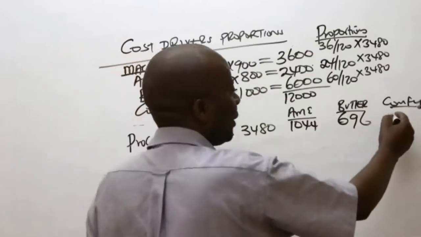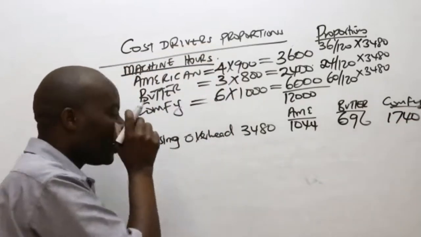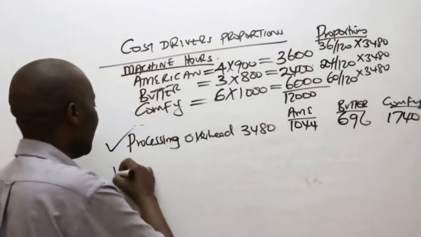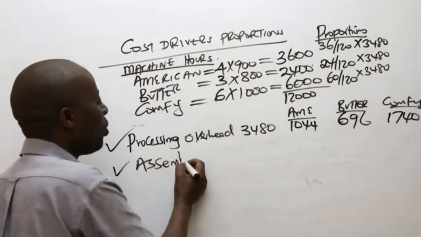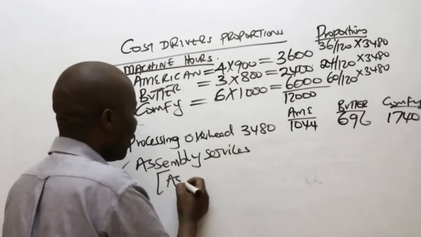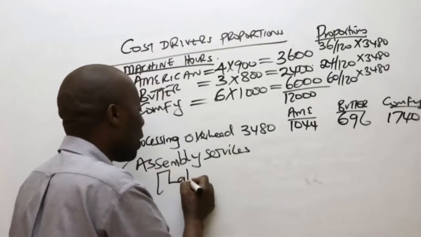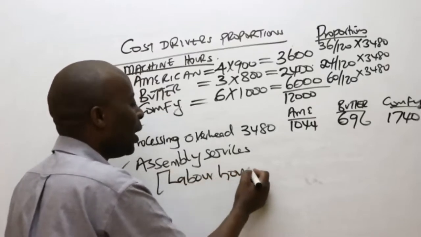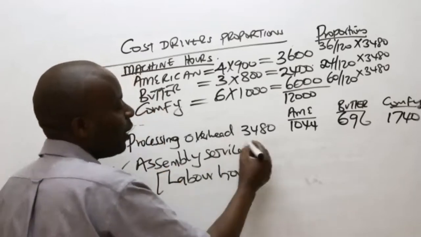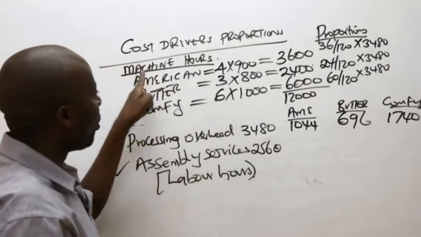1740. Now, ladies and gentlemen, we look at the second overhead. From note number 1, the second overhead is called assembly services, and you're the ones who told me to use the labor hours to apportion these. The assembly services overhead cost is 2560. So you go to your second driver called what here, somebody?